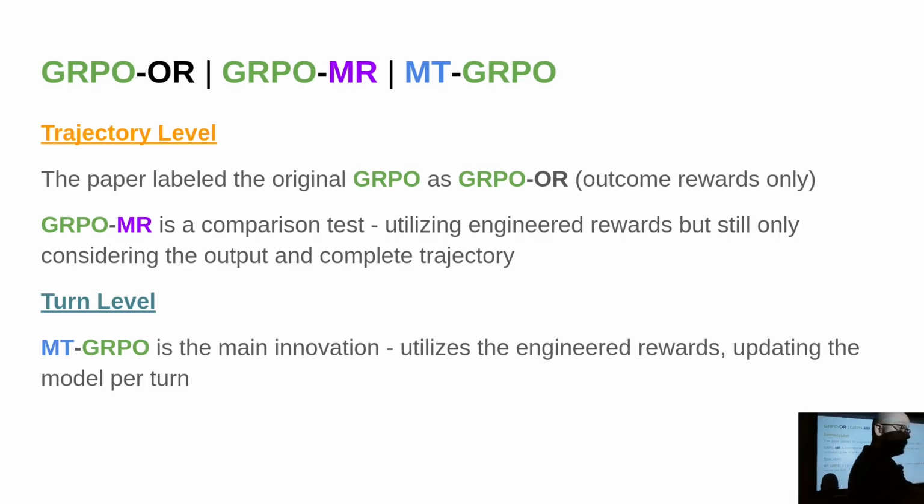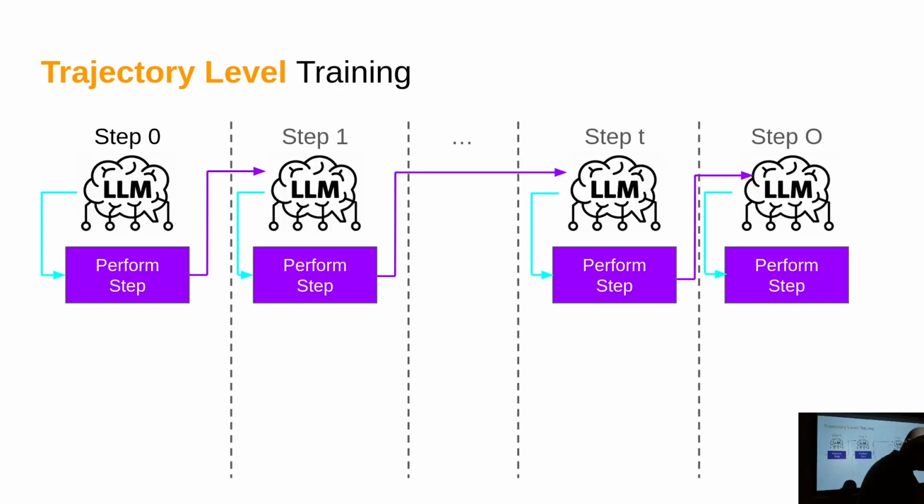But this paper introduces changes to this to try and get away from that trajectory level problem of assigning credit. So this paper, if you see me say GRPO OR later, it's actually just referencing base GRPO as we've covered it. GRPO MR is just kind of a test piece to see if their particular change in training pattern was the key innovation, or if their mathematical trick was the key innovation. Well, that'll make sense in a second. And MT-GRPO is the big deal. This is the big innovation from the paper. This is multi-turn GRPO.